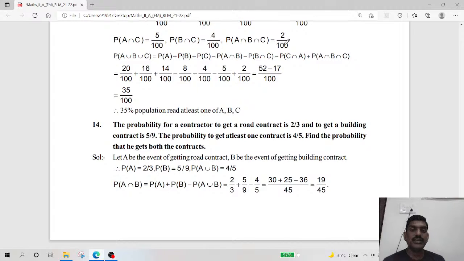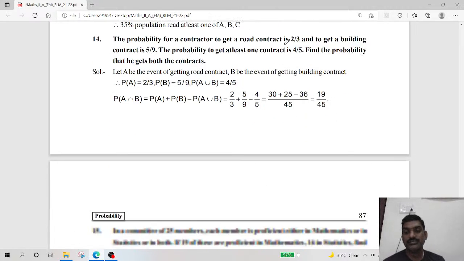The probability for a contractor to get a road contract is 2 by 3 and getting a building contract is 5 by 9. The probability to get at least one contract is 4 by 5. Find the probability that he gets both contracts. A is given, B is given, union is given, intersection will be found out: 19 by 45.